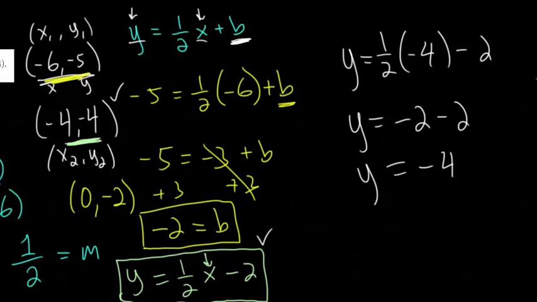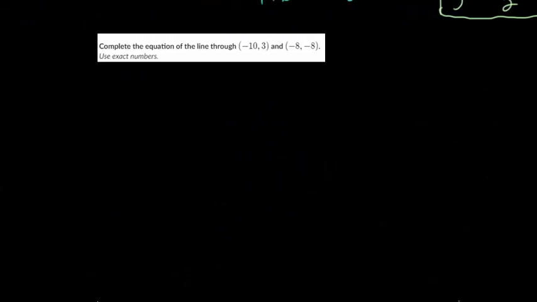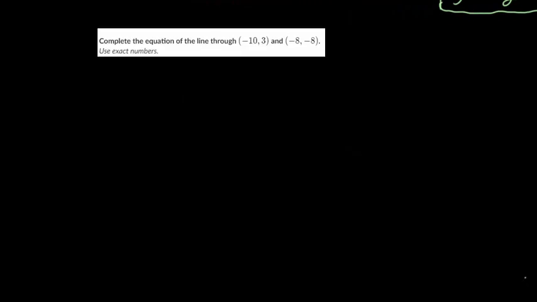And let's do one final problem. Let me just scroll down and scroll back over. So we have this problem here where, again, we have these two different points, and we need to find the equation of the line that goes through them.